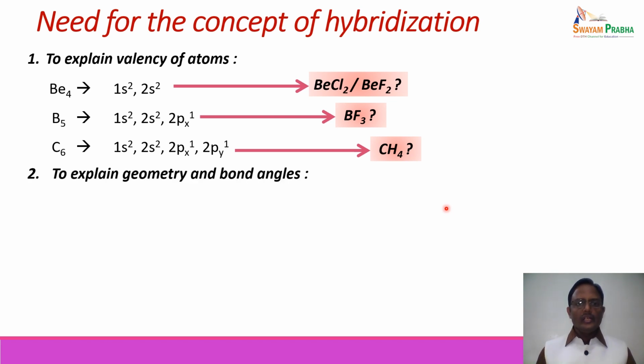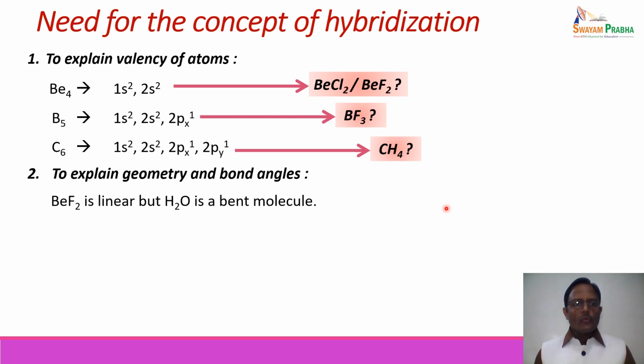The second need for the concept of hybridization is to explain the geometry and the bond angles of various molecules. Let us see first the geometry component. We have the BeF2 molecule, which we have just seen. This molecule is linear, and the H2O molecule, which is again an AB2 type of molecule, is a bent or V-shaped, non-linear molecule. Even if they appear identical, BeF2 and H2O have entirely different geometries.